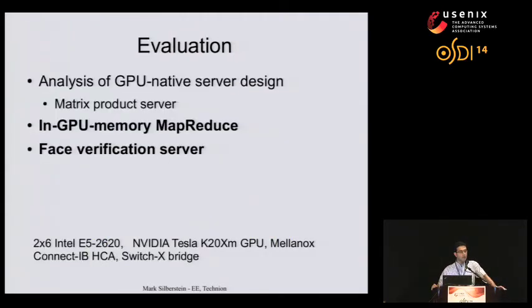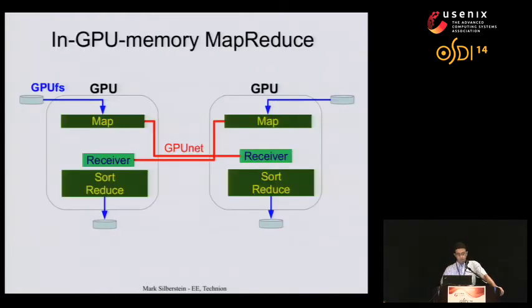In our evaluation, we extensively tested our library on a variety of applications, and we put a lot of effort into analyzing the different options of GPU-native server designs. I will not cover that here; it's in the paper. Here I will talk about 2 important big applications that we implemented. One is in-GPU memory MapReduce, and another is a face verification server. So let's start with in-GPU memory MapReduce.